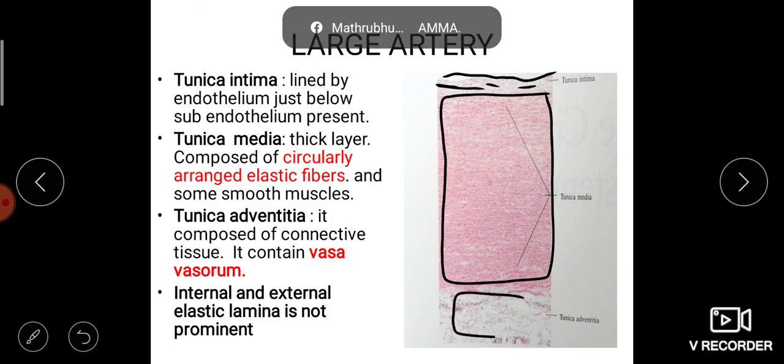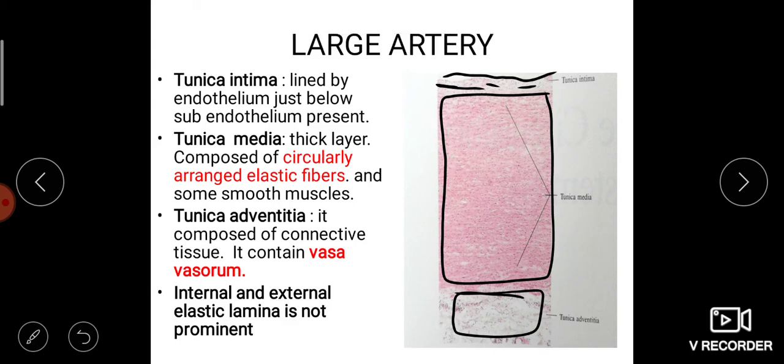Then this is the area of tunica adventitia. Tunica adventitia consists of what? The collagen fibers, some elastic fibers, then some muscle fibers, and also the vasa vasorum. Vasa vasorum means the blood vessel which is supplying the blood vessel. So this vasa vasorum is visible in the third layer, the last layer.